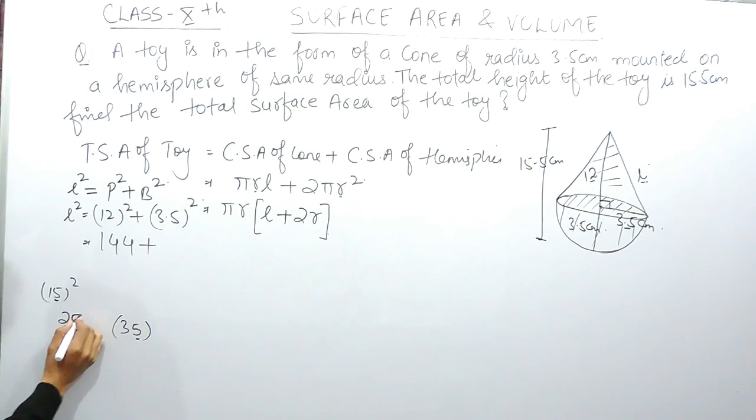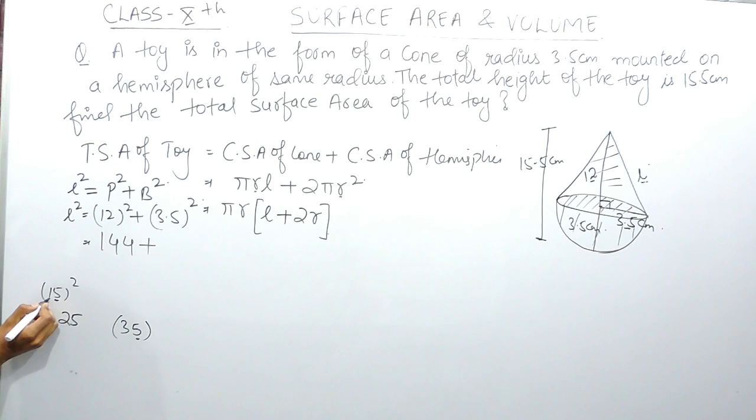This is 25, and you have to multiply this remaining digit with the next natural number. So you have to multiply 1 with 2. So the square of 15 is 225.